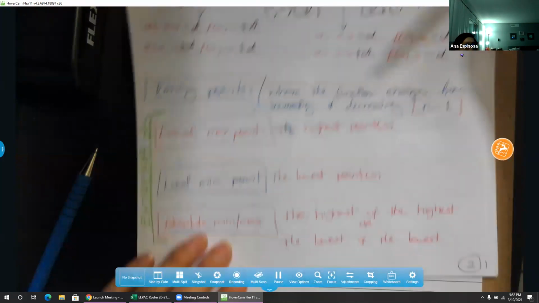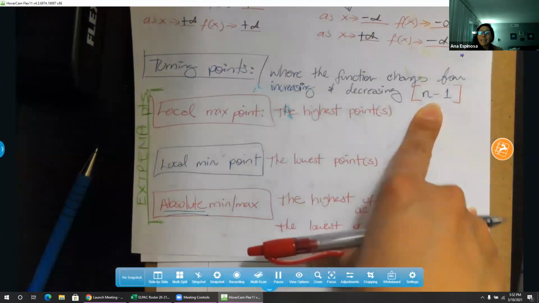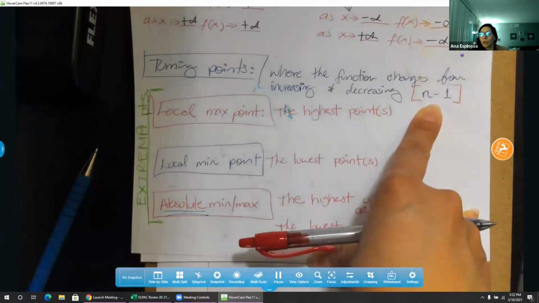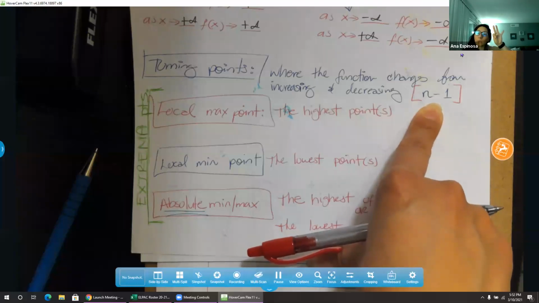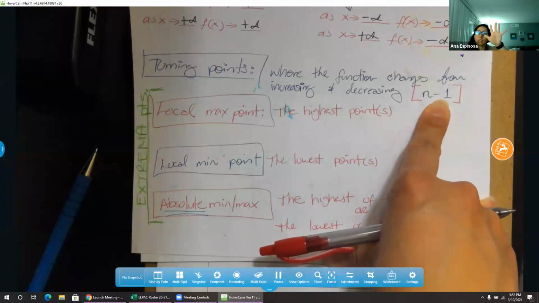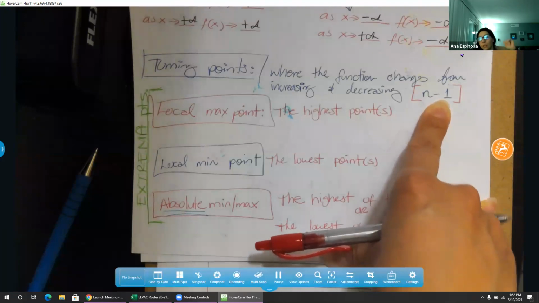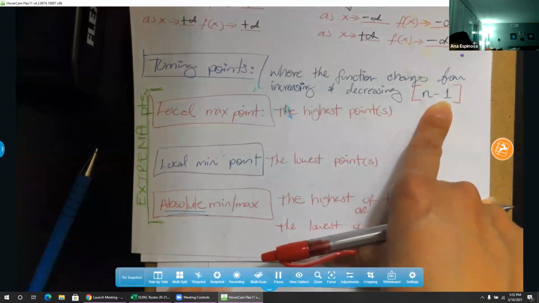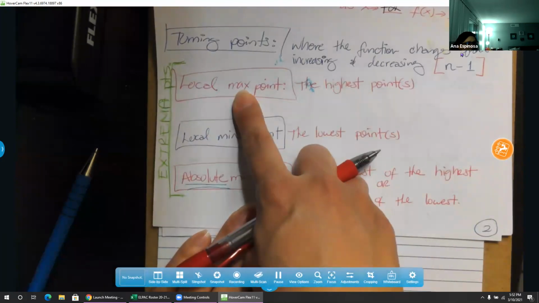So what's the maximum number of turning points you will have? It's n minus 1. What's n? N is the degree. So if you have a 4th degree, the maximum number of turning points will be 3 because that's 4 minus 1. Okay. If you have a 5th degree, what's the maximum number of turning points that it will have? It will be 4. It will always have 1 less than the degree, and the degree is the highest power in the function.